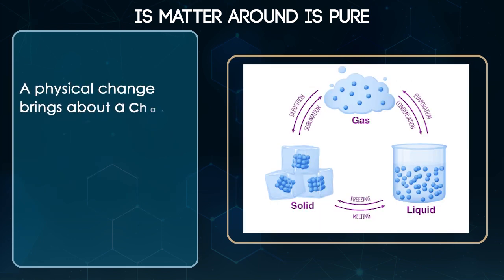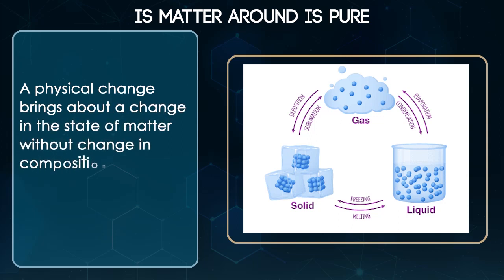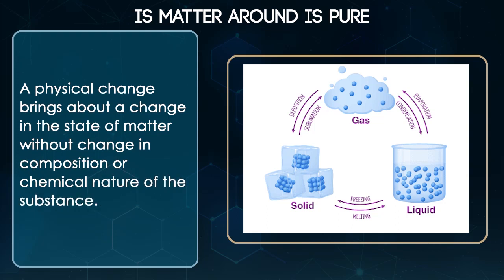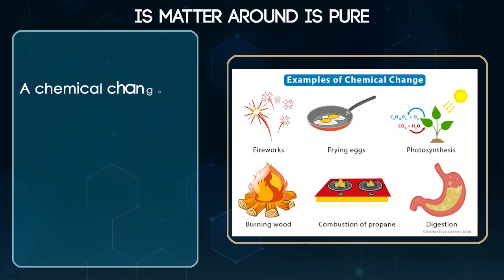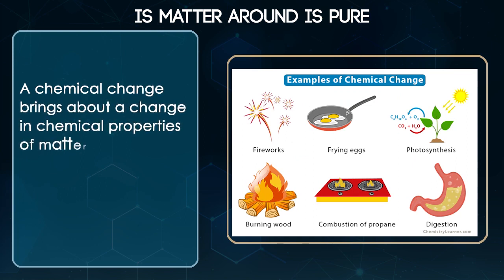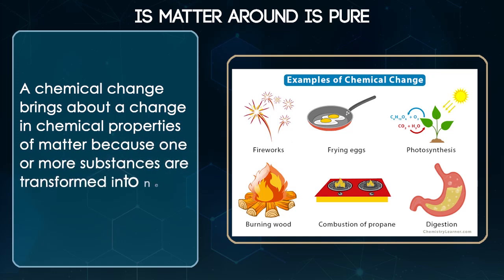A physical change brings about a change in the state of matter without a change in composition or chemical nature of the substance. A chemical change brings about a change in chemical properties of matter because one or more substances are transformed into new substances.